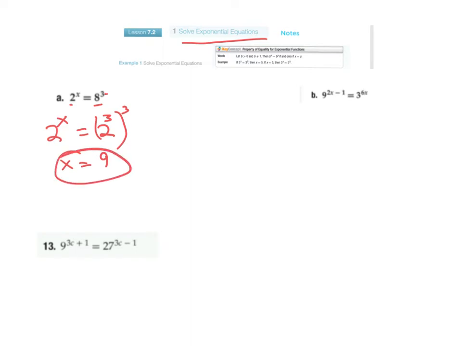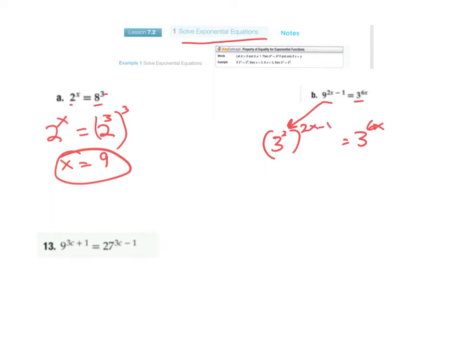So let's do the same thing over here to this next problem. I have 9 and I have a 3. Well, 3 is already pretty small, so I'm going to leave that. And then I need to create the base. Well, 9 is really 3 squared. So there's my 9, that's that. But I still have my 2x minus 1, so I have my 2x minus 1.